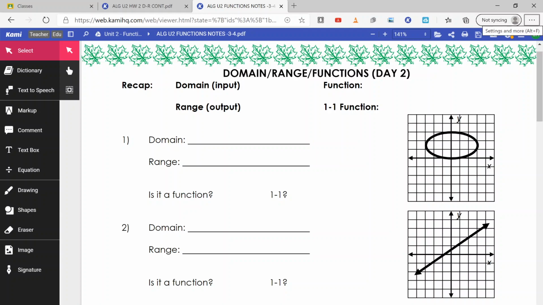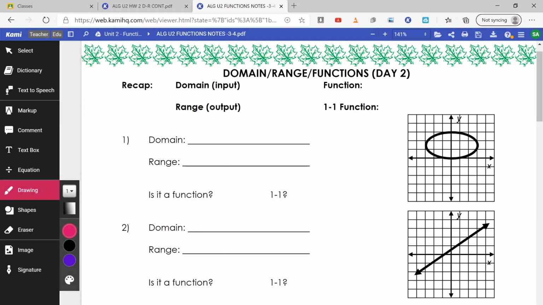We're going to continue looking at the domain, range, and whether we have a function, based on graphs or sets or intervals, however it is presented to us. As a recap, the domain and range are the input and the output. So the input usually is our x values, and on a graph, we read them from left to right.